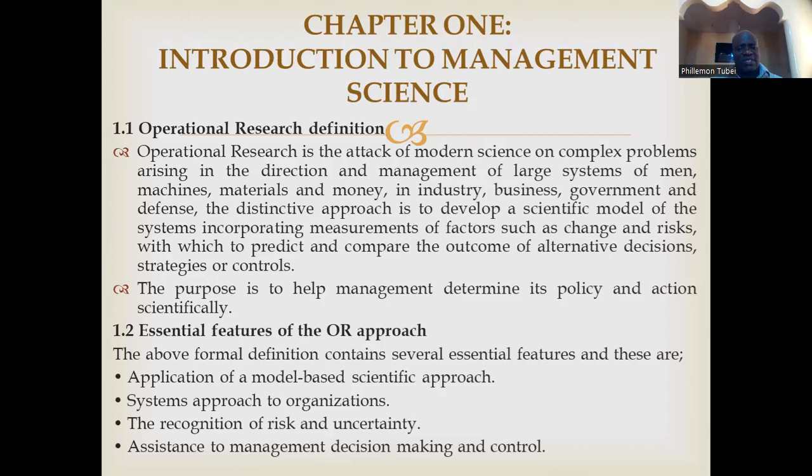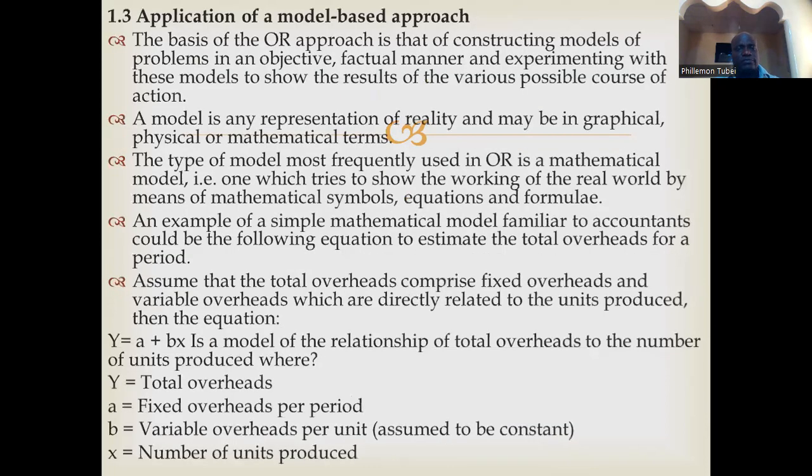So what would be the essentials of the operation research approach? The above formal definition contains several essential features, and these are: number 1, application of a model-based scientific approach. Number 2, systems approach to organizations. Number 3, the recognition of risk and uncertainty. Then number 4, assistance to management, decision-making, and control.